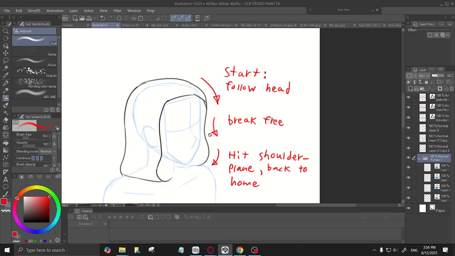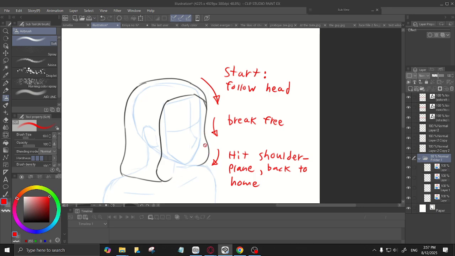So as you see, this edge right there, it stops following the geometry. It wants to go its own way, right? It breaks free from the head. But then as it hits the shoulder plane, it has to go back home, right? Because the shoulder affects the hair a lot.